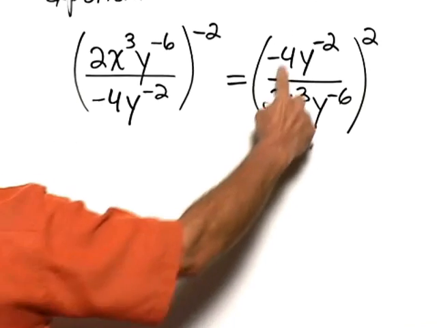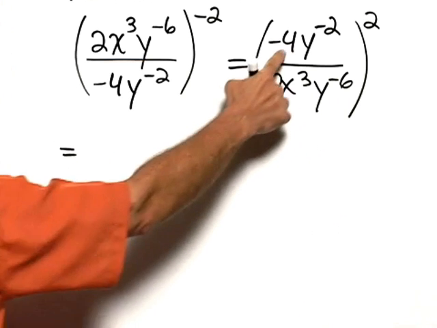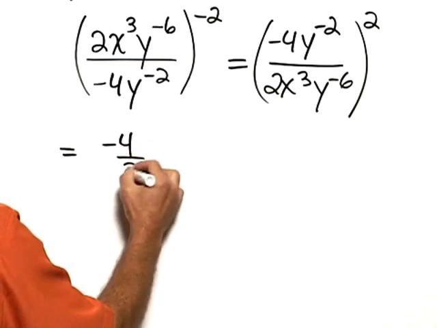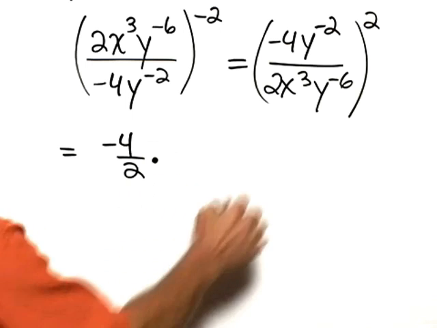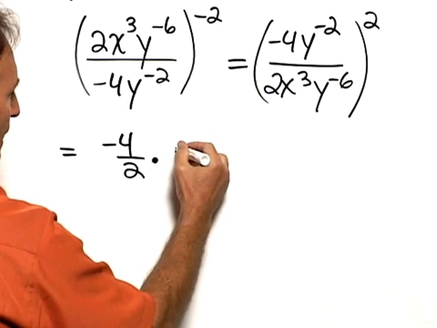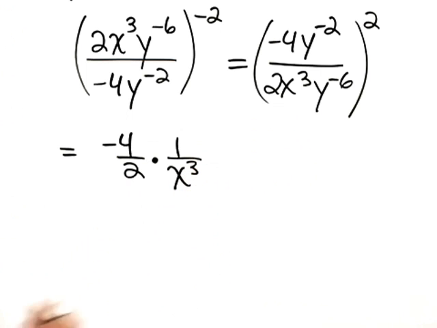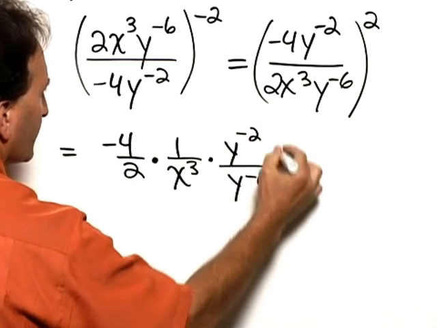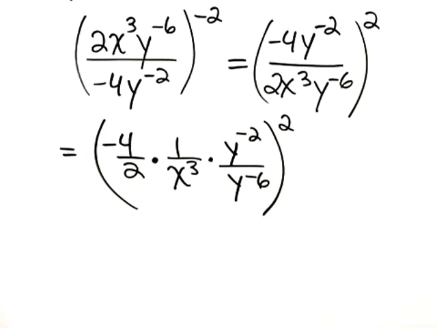Let's now deal with the inside of the parentheses first and separate out the coefficients. So we would have negative 4 over 2. Then times this x cubed in the denominator, so we can write it as 1 over x cubed. And then for the y's, we would have y to the negative 2 over y to the negative 6. We put all of that in parentheses and then squared.